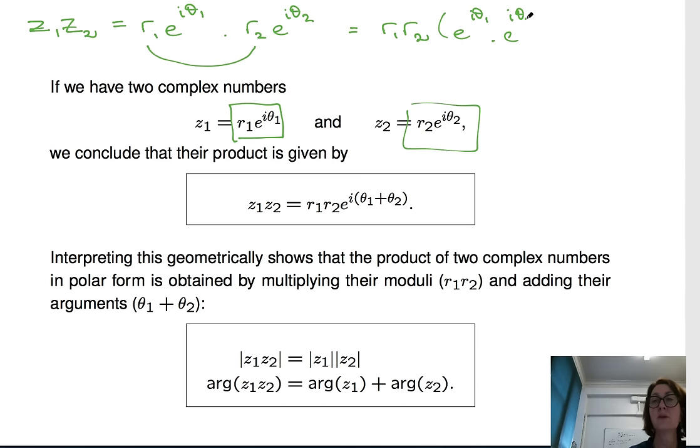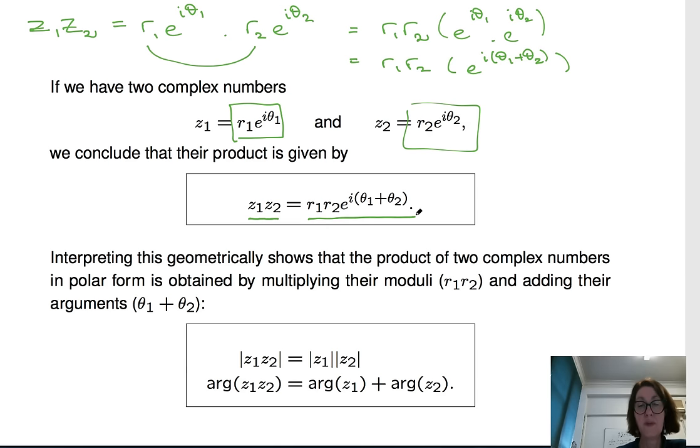So this property 2 of the complex exponential says that what I can do with that product is write it in this form, e to the i(theta 1 plus theta 2). So that's what I've got here in the box. So if we have two complex numbers written in exponential polar form and we multiply them together, we can see what happens on this side.